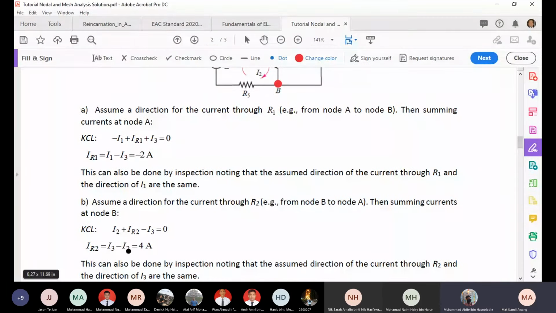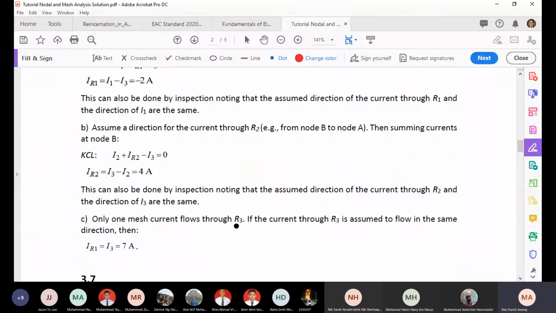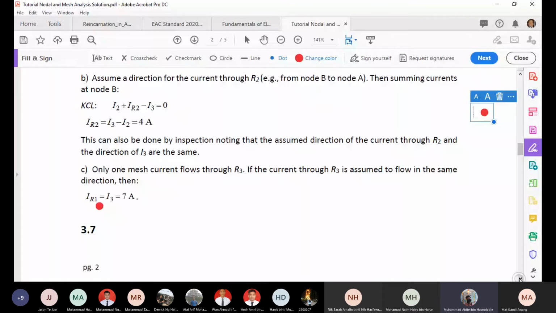So minus 3 is equal to 4 amps. Then the last one. Only one mesh current flows through R3. If the current through R3 is assumed to flow in the same direction, then IR1 is equal to I3, equal to 7 amps. This one is IR3. Right? Everybody got this? Yes. Okay.